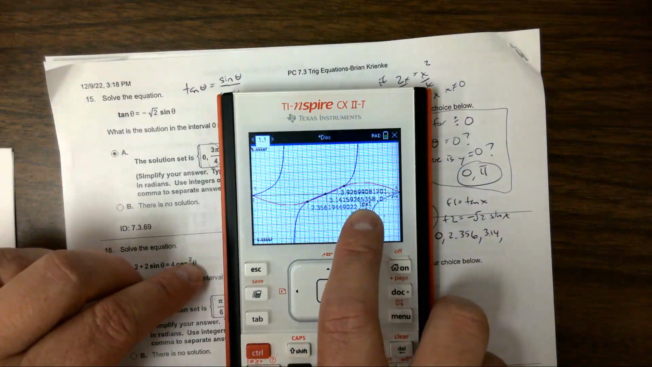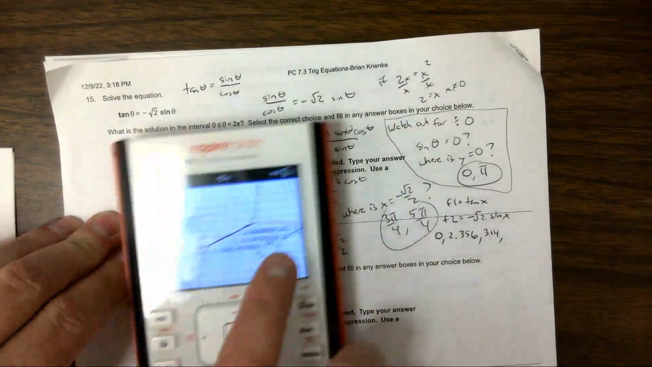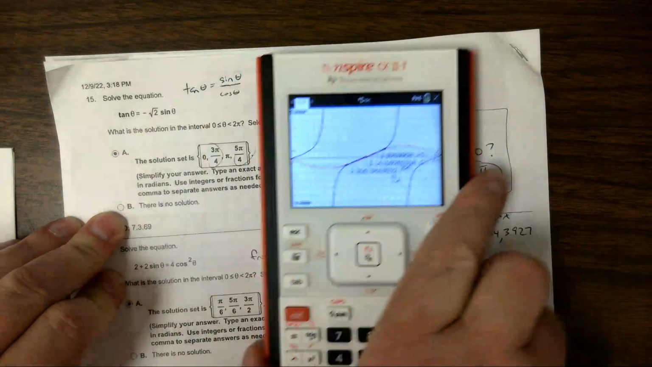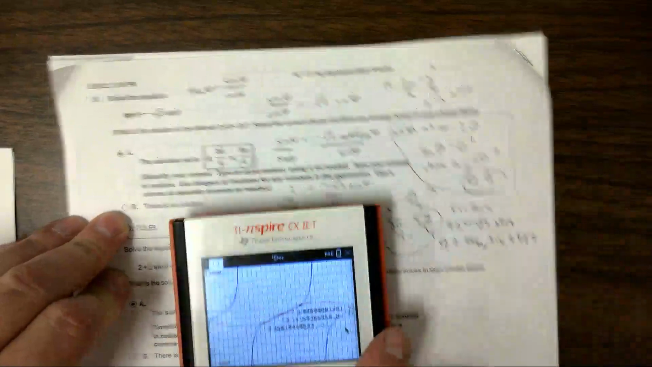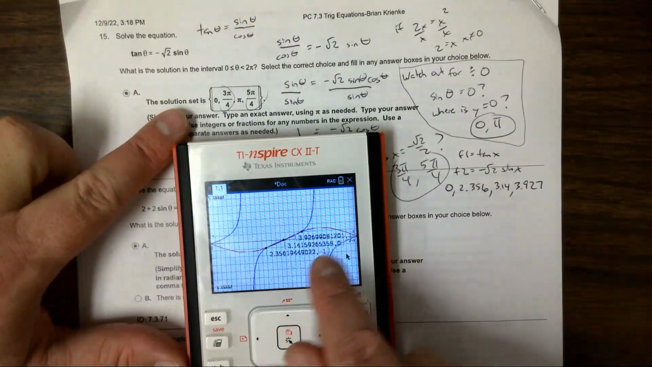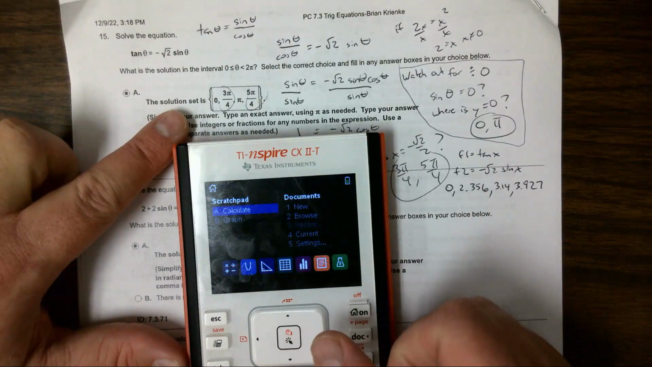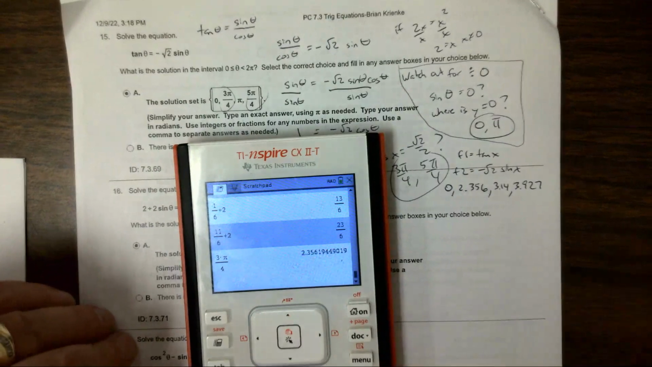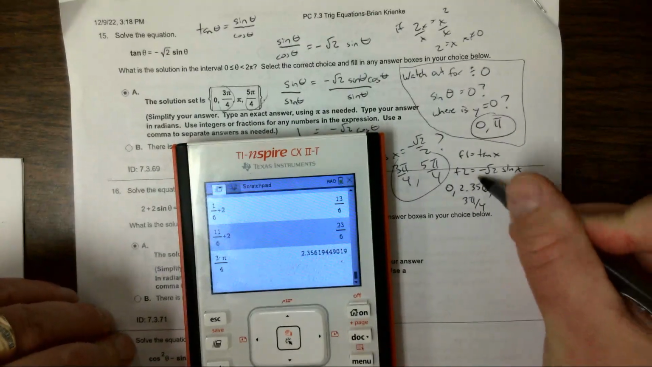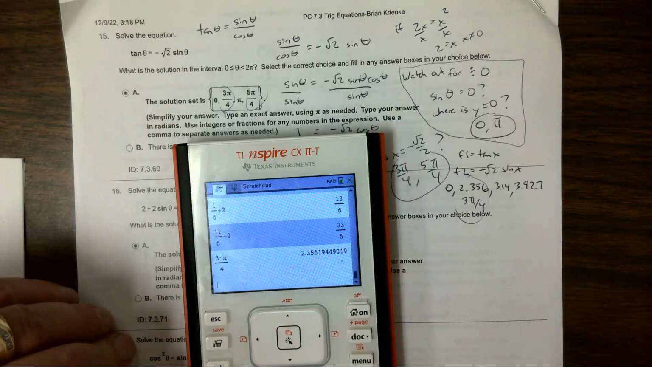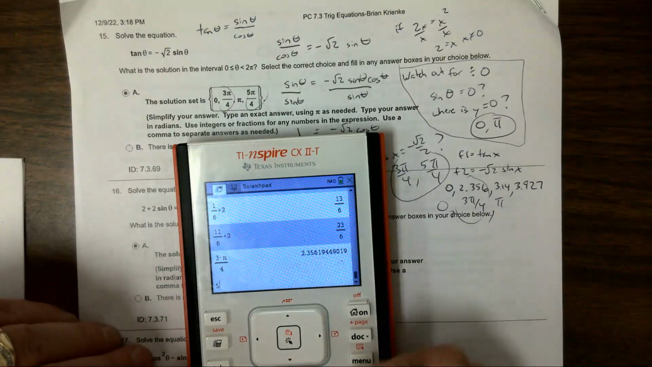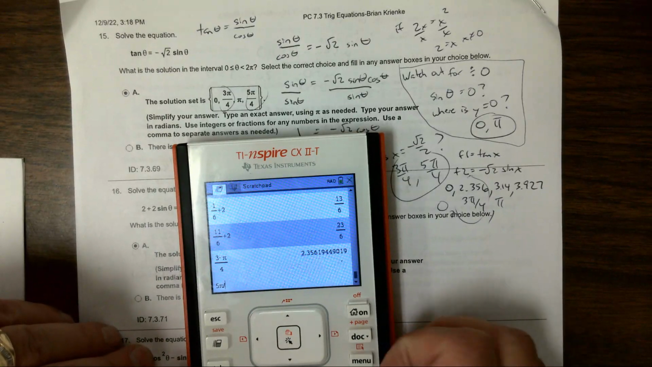There's 3.927. Okay, well, what was 3 pi fourths? Was that one? 0 is that one, pi is that one. What is 3.297? 5 pi over 4.